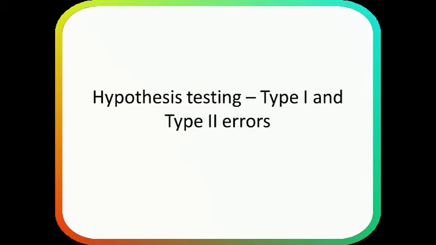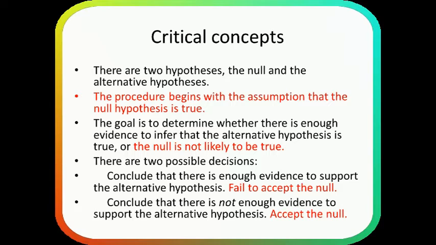Now, to understand these type 1 and type 2 errors, we need to first look back into what we have talked about in the earlier session, that is the critical concepts in hypothesis testing. This is kind of a revision of what we have learned earlier in terms of stating the null hypothesis. That was the first step which we talked about in hypothesis testing. So as we all are aware by now, there are two kinds of hypothesis, the null hypothesis and alternative hypothesis. The procedure of hypothesis testing begins with the assumption that the null hypothesis is true.